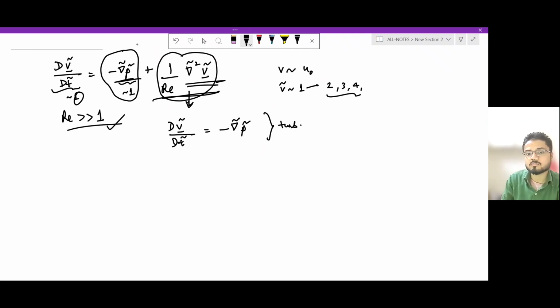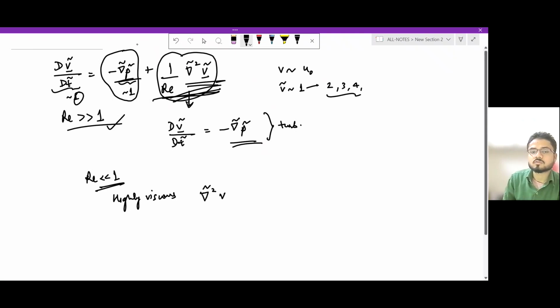For very high Mach numbers, the entire thing is driven by pressure, and that's why it takes the form of a pressure wave. And for RE much less than 1, you could multiply everything by RE. That is a highly viscous fluid. So this term dominates both of these other terms. So effectively, this entire equation becomes something like this, right?